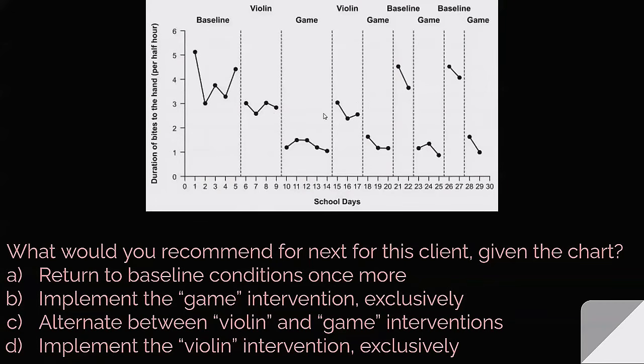It's higher, but remember, this is duration of bites to the hand. So we want whatever this measure, these bites to the hand, to be lower. We assume that, right? There's an assumption you can make that we want bites to the hand to actually go down in duration rather than up. So I think that's okay to make that assumption. Anyway, the answer is B.